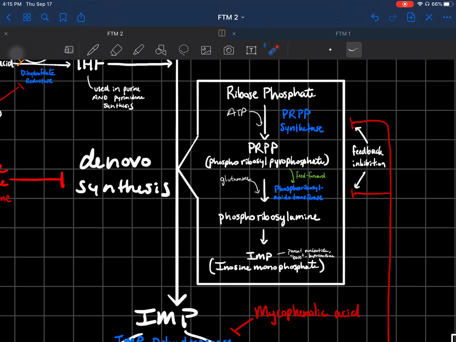So essentially we're going to take ribose phosphate, we're going to phosphorylate it, and it's going to become phosphoribosyl pyrophosphate, and we're also going to use the enzyme PRPP synthetase, okay? So we're going to synthesize PRPP, and then that's going to help feed forward the next reaction, which is with this enzyme called phosphoribosyl aminotransferase, and you're going to need a glutamine with that as well, and you're going to form phosphoribosylamine, and then it's going to be turned into inosine monophosphate.